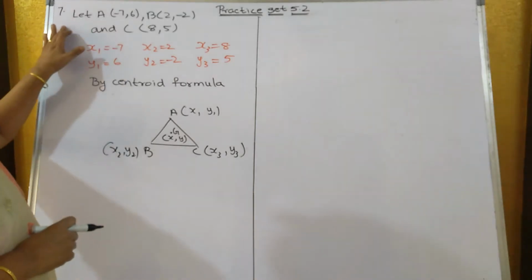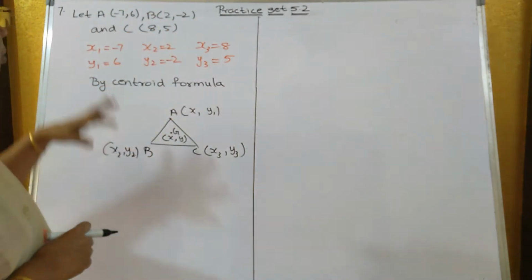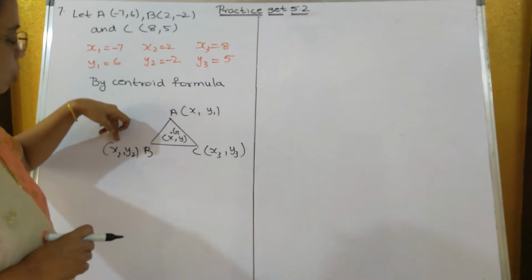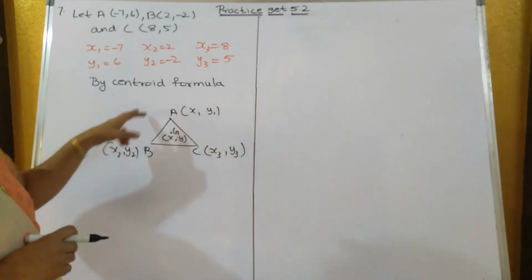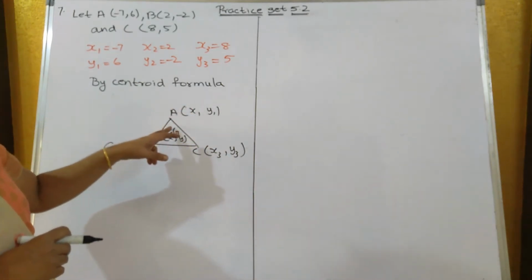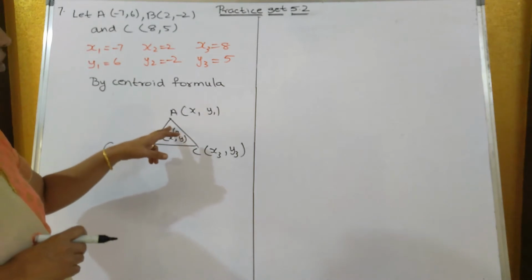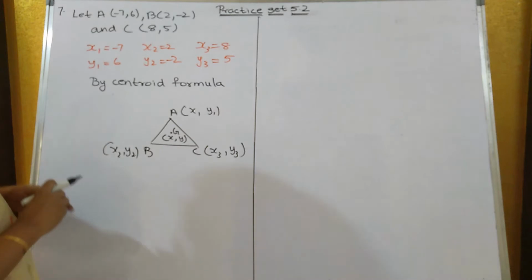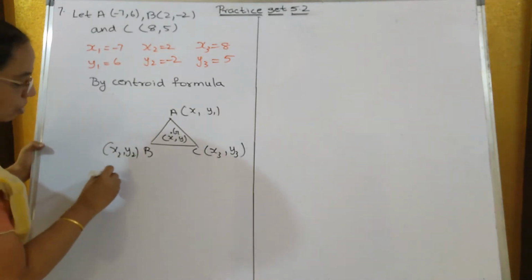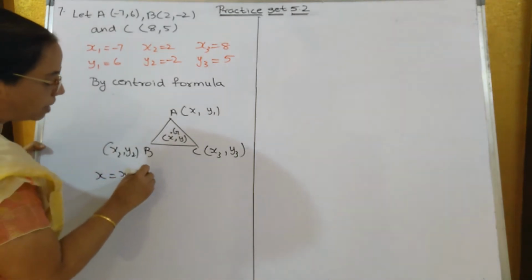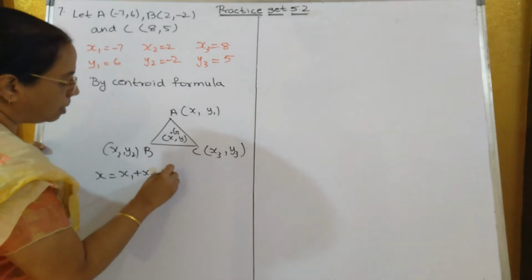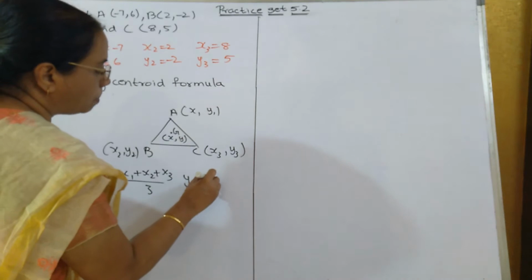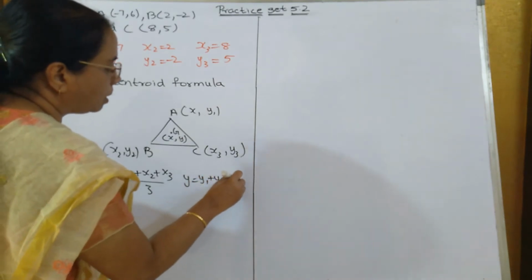Now sum number 7 of practice set 5.2. Before I start the sum, supposing x1, y1, x2, y2, x3, y3 are the vertices of a triangle, then the coordinates of the centroid G can be found by this method. That is, x is equal to x1 plus x2 plus x3 upon 3, and similarly, y is equal to y1 plus y2 plus y3 upon 3.